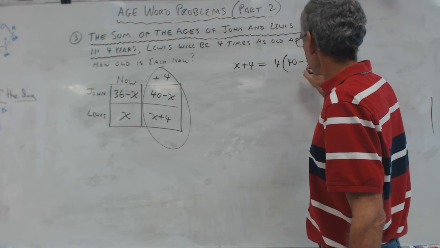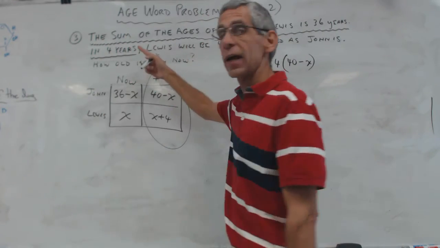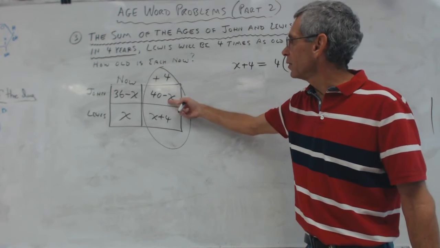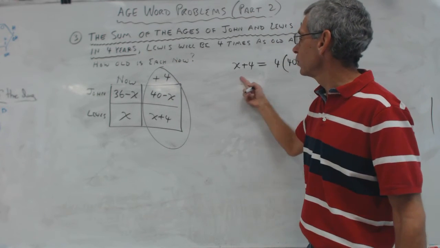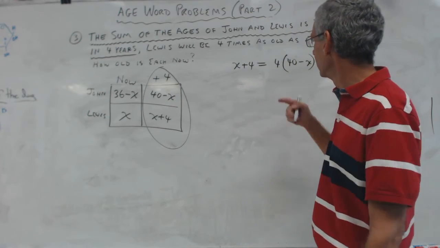40 minus x in parentheses. Okay, there we go. That's my equation. Double check. Sometimes on a test, it's a good idea to check. Let's see. In 4 years, Lewis will be 4 times as old as John. John is here. Yes, that's it.